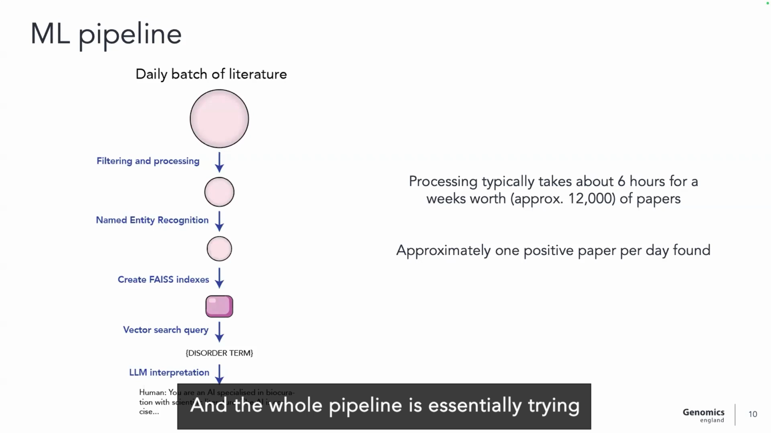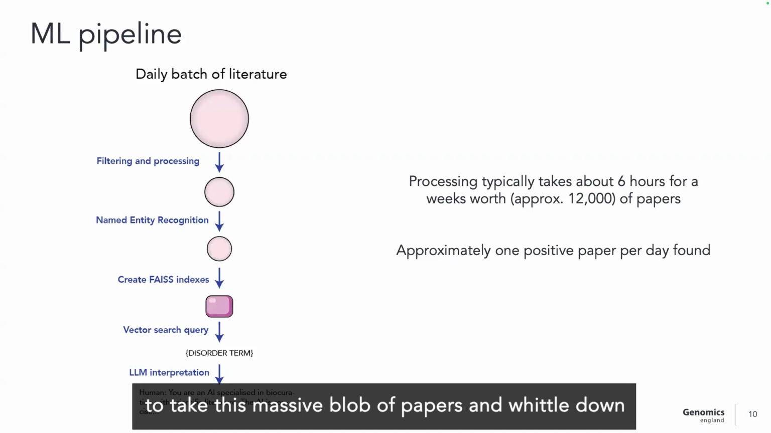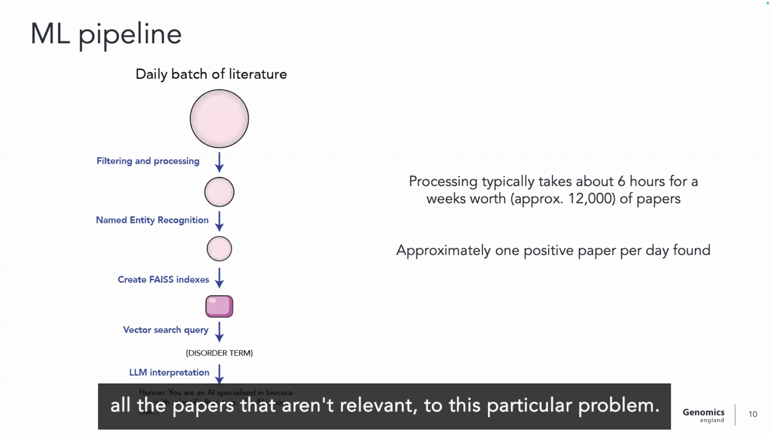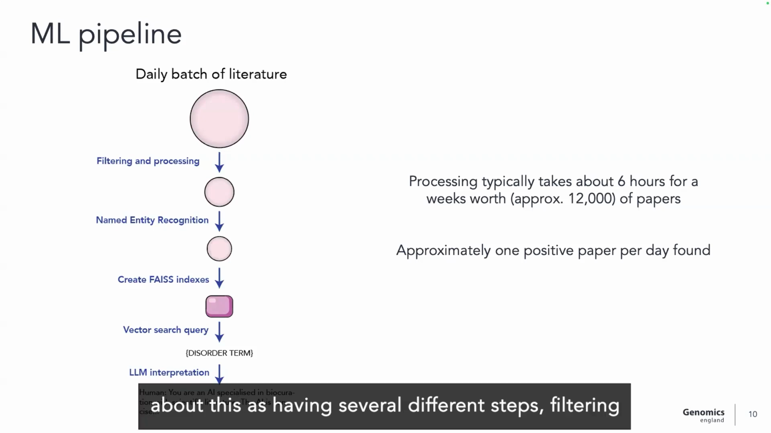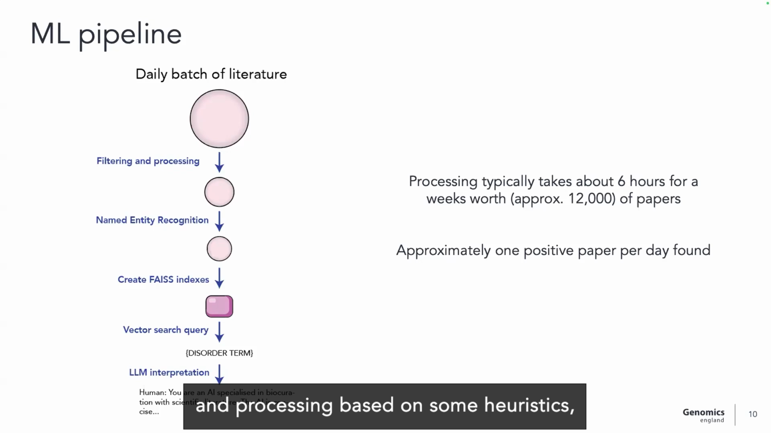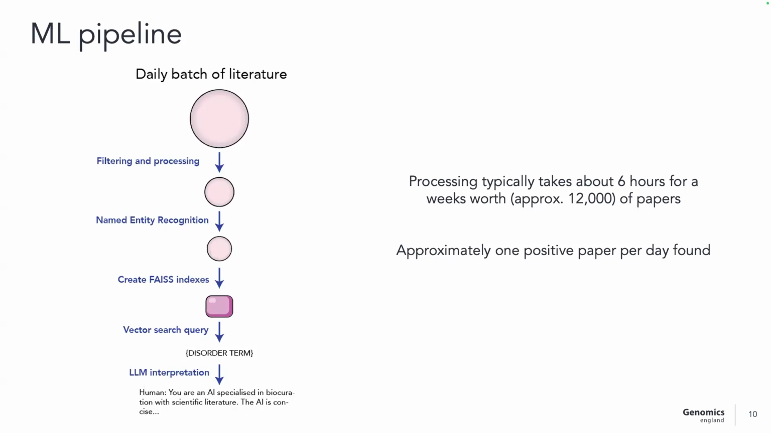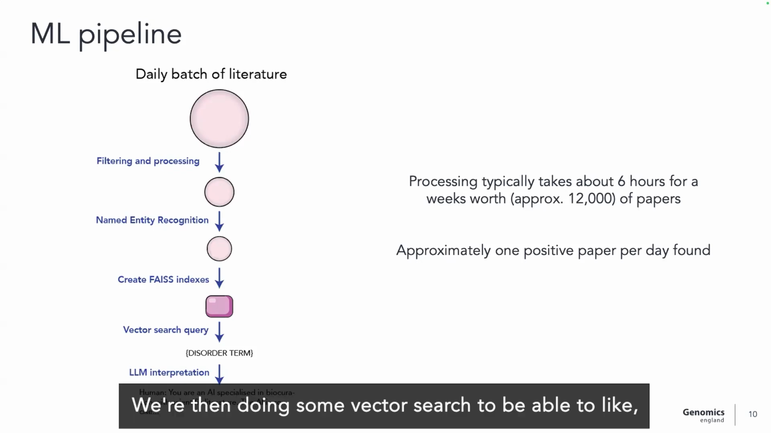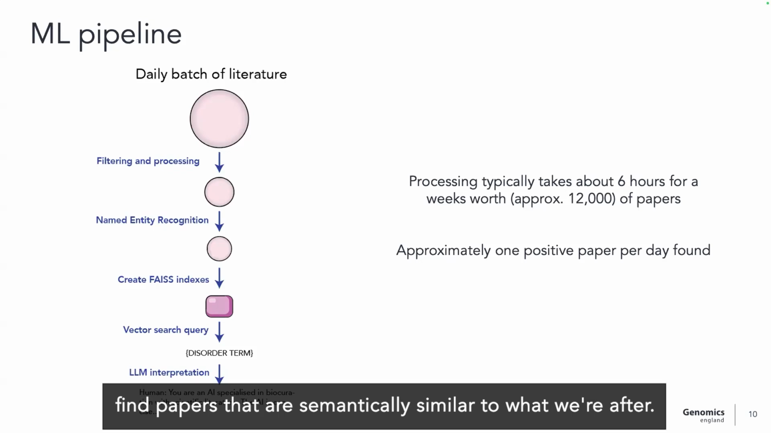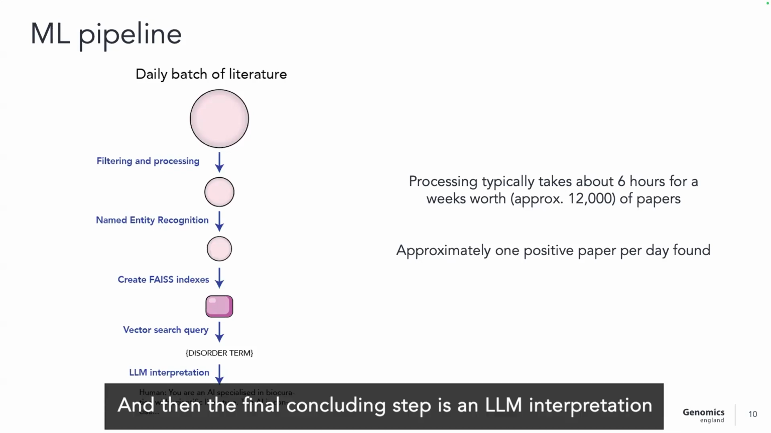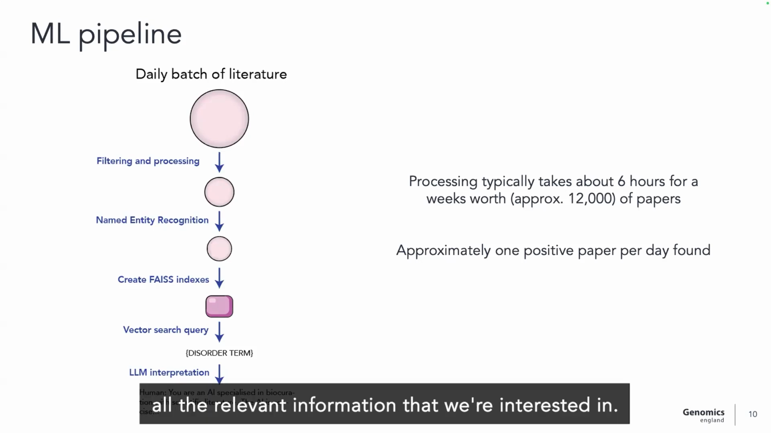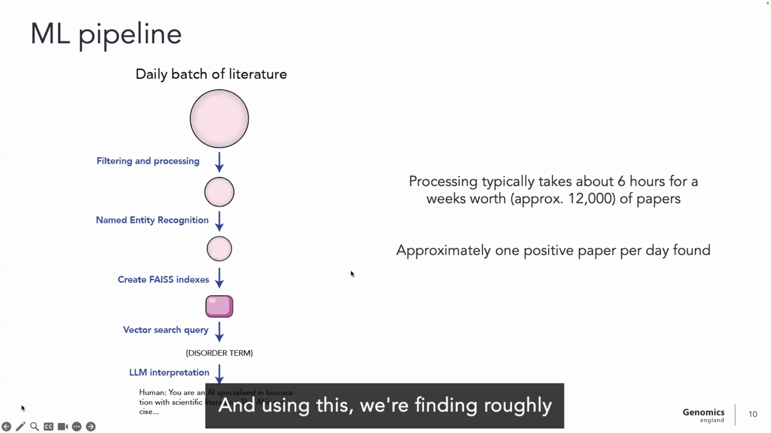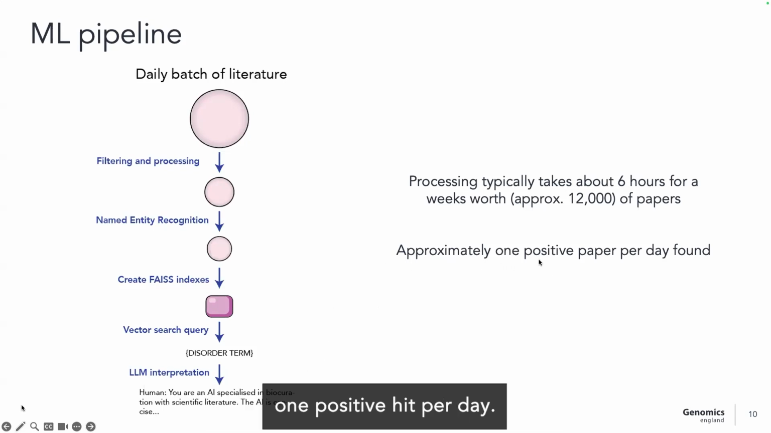The whole pipeline is essentially trying to take this massive blob of papers and whittle down all the papers that aren't relevant to this particular problem. We can think about this as having several different steps: filtering and processing based on some heuristics, doing a named entity recognition step, and then doing some vector search to find papers that are semantically similar to what we're after. The final concluding step is an LLM interpretation stage to pull out all the relevant information that we're interested in. And using this, we're finding roughly one positive hit per day.